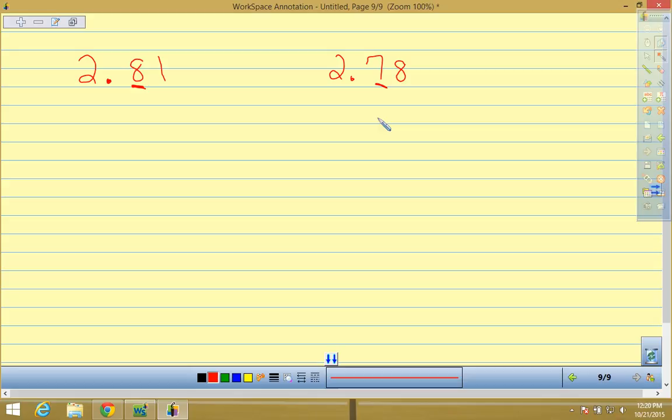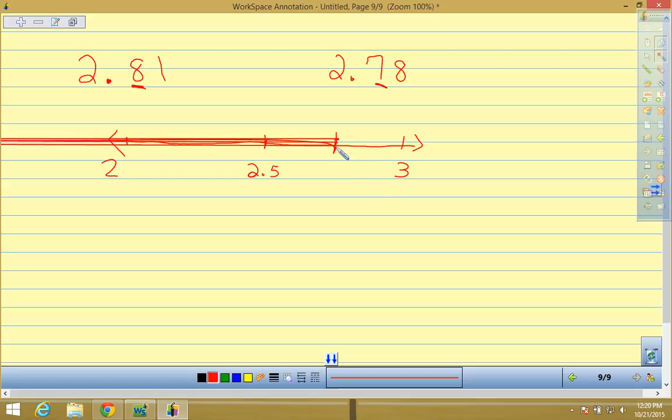And if I were looking at this on a number line, and I were looking at 2 to 3, and in the middle is 2.5, right? In between those two is 2 and 75/100, in fraction form 2 3/4.